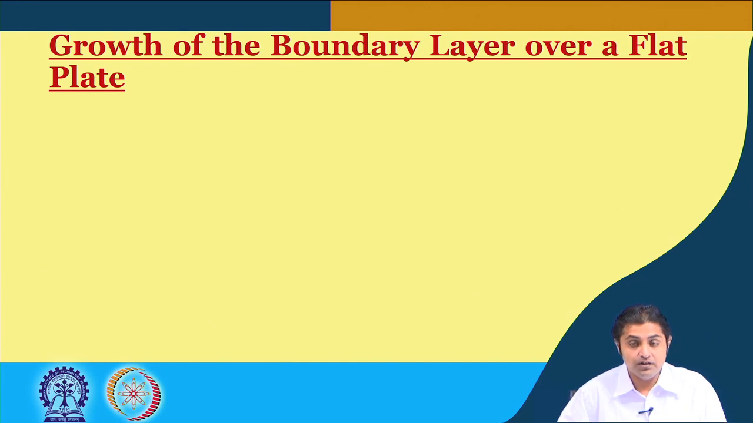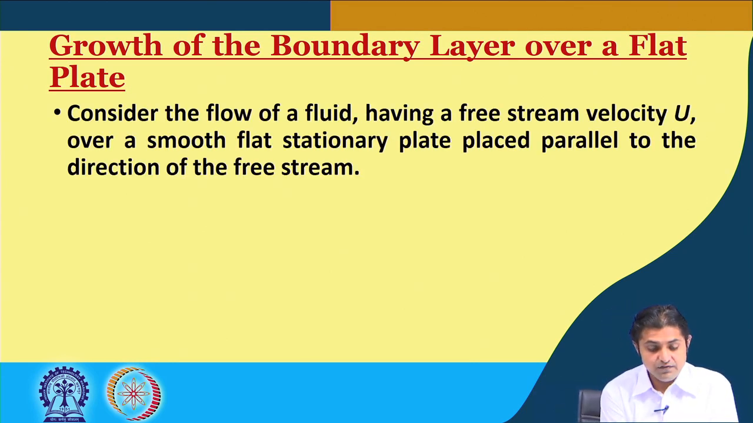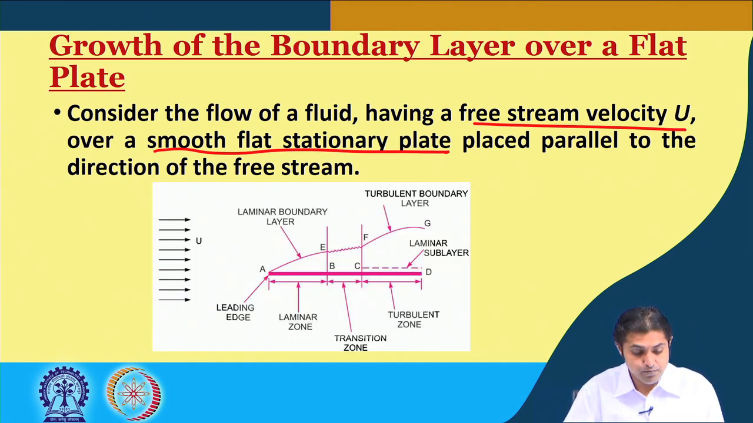Now, after this brief introduction, we will talk about how the boundary layer grows over a flat plate. This is the most simplified object that we think of. When the flow passes over it, how will the boundary layer grow? To do that, we have to consider the flow of a fluid having free stream velocity u over a smooth flat stationary plate placed parallel to the direction of the free stream. So, something like this.